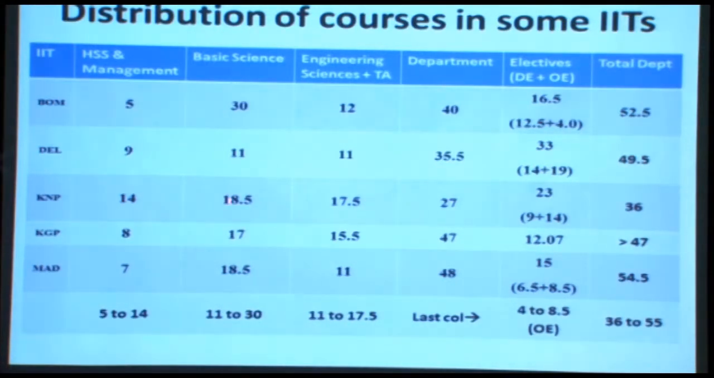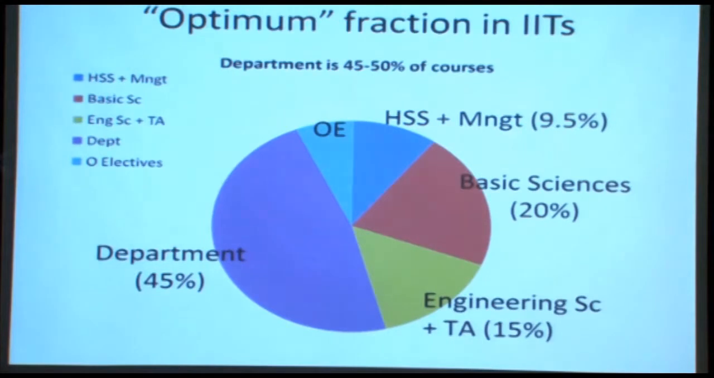Then the basic sciences component, which includes physics, chemistry, life sciences, and so on, and the maths, is about 20%. And then the engineering sciences, which include computer sciences, the electrical and electronic sciences, come out to be about 17%. But out here you can see the ranges, and in the last row, the departmental component in all of this ranges from 36 to 55%. Okay, in terms of the whole curriculum, from entry to exit, a student goes through departmental courses anywhere ranging from 36% to 55%.